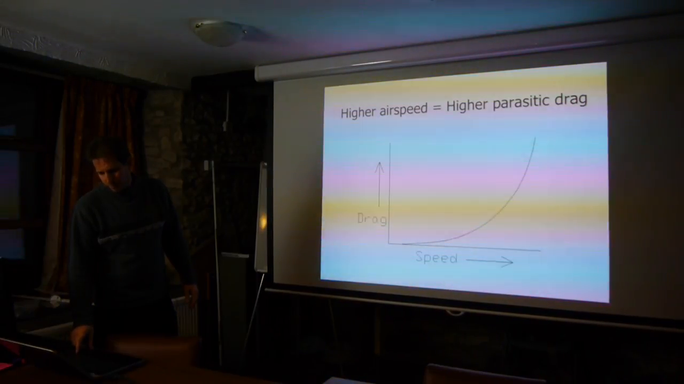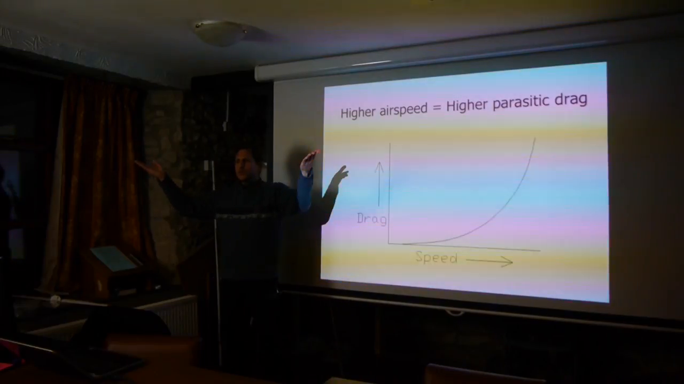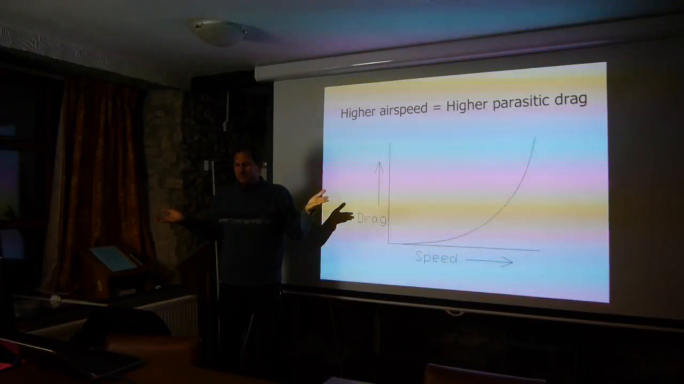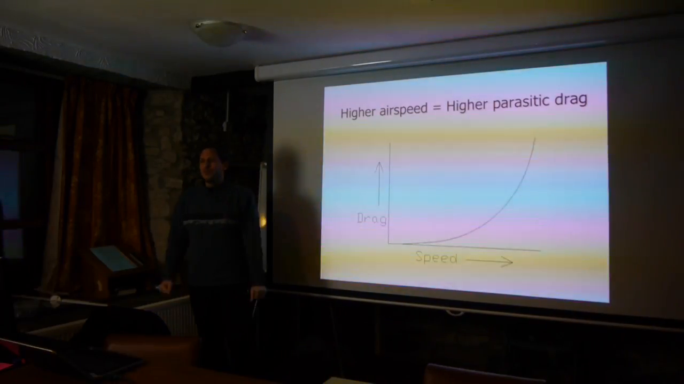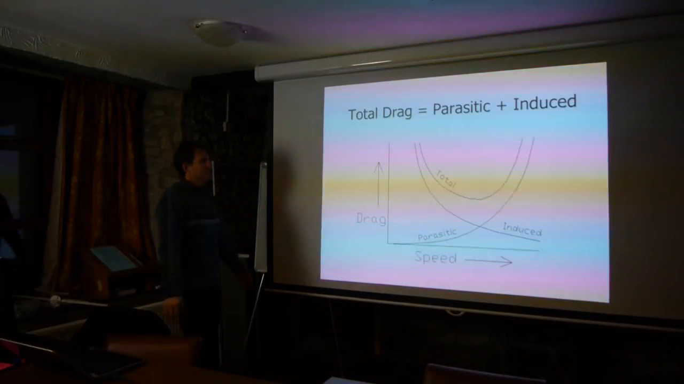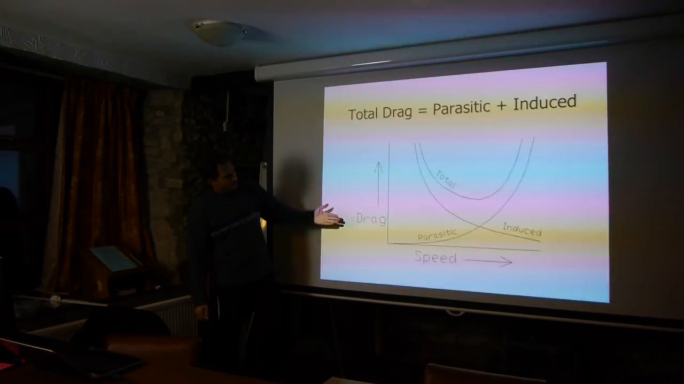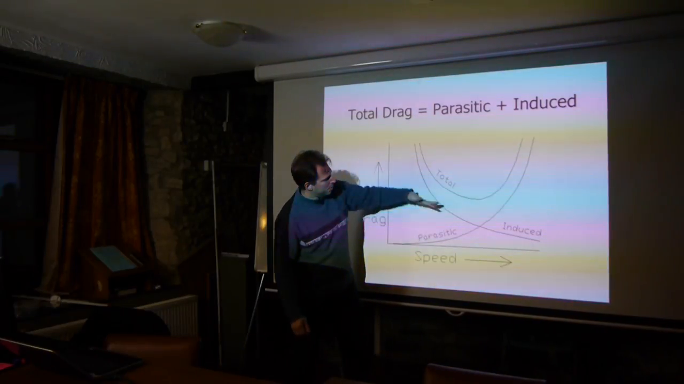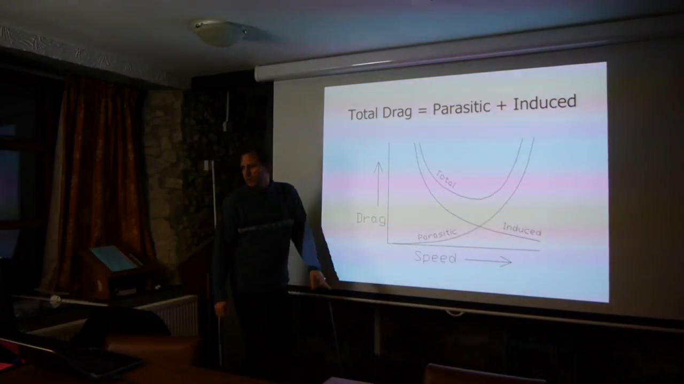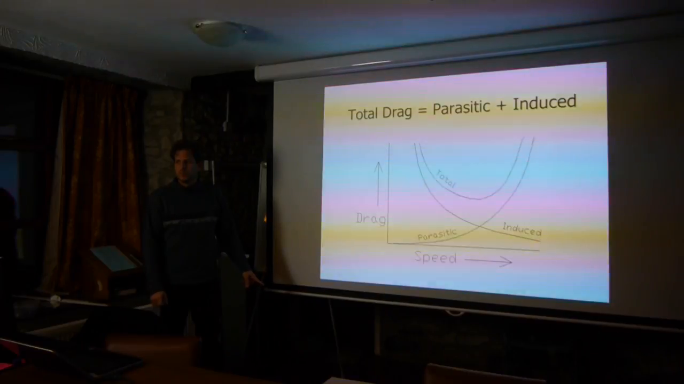Okay. So now we've got those two drags, haven't we? What do you think we're going to do with those two then? We're going to combine them to see what happens to our aircraft when it flies through the air. So the total drag is the parasitic drag plus the induced drag. You put the two curves, parasitic and induced, sum them up, and you get your total drag. Is that all okay so far?